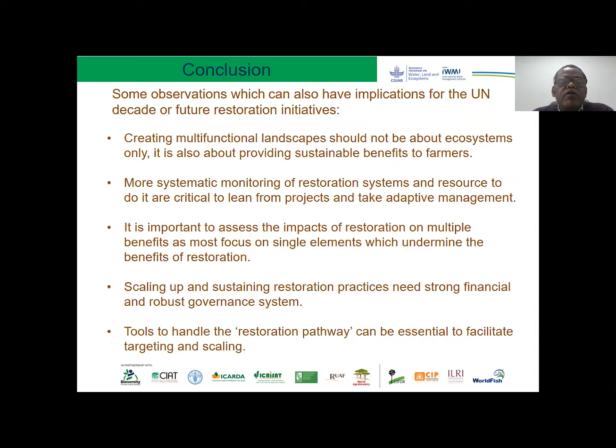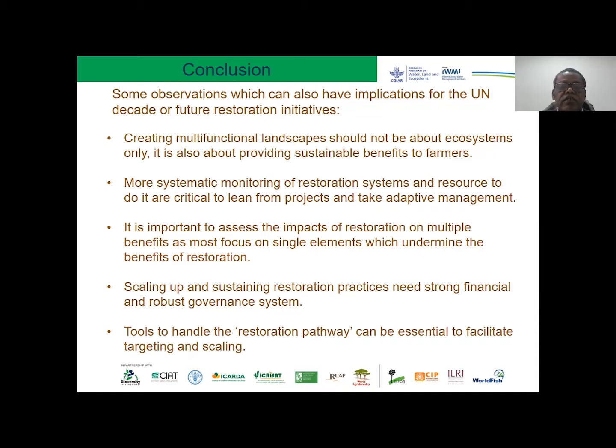Generally, our results and experiences in the country can have some implications over the decades for other restoration efforts. Some conclusions. Number one, I think we have to aspire to creating multifunctional landscapes, but that should not be only about ecosystems. It has to be about providing benefits for farmers in terms of resilience, productivity, food security, and so on.